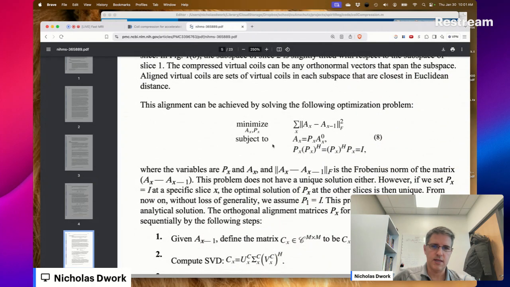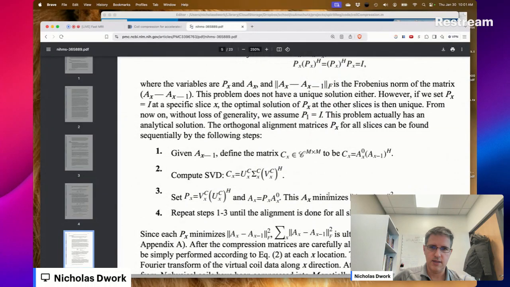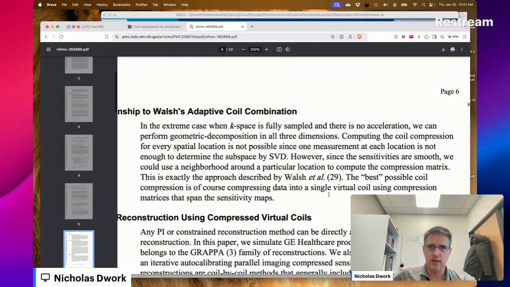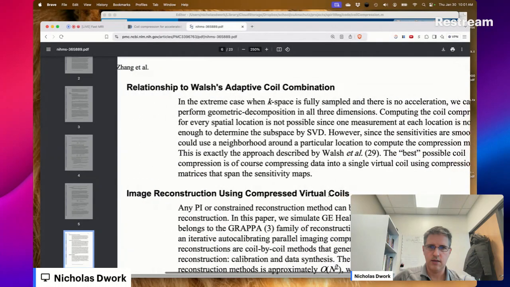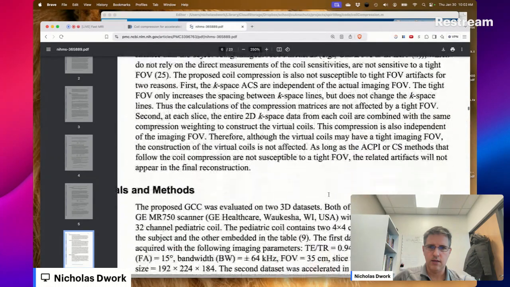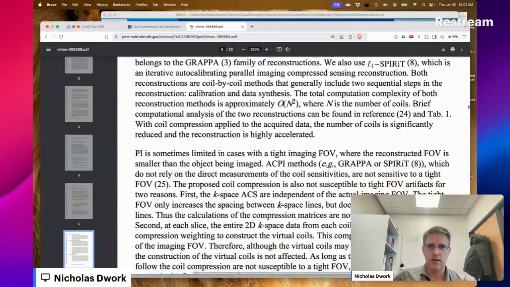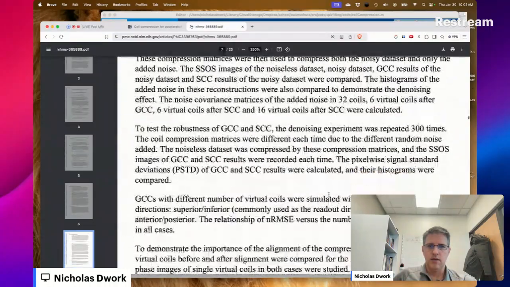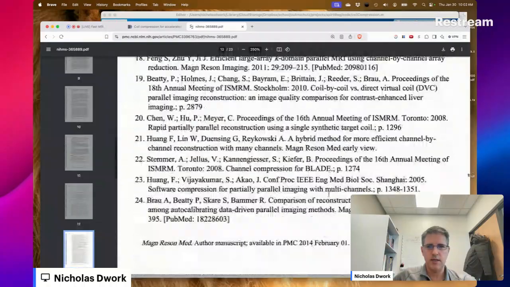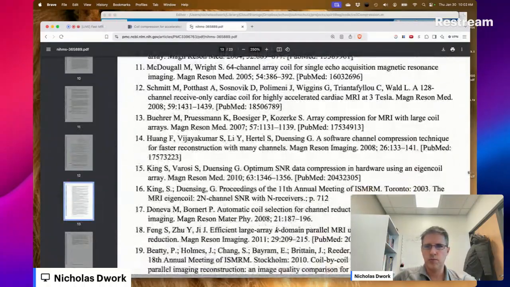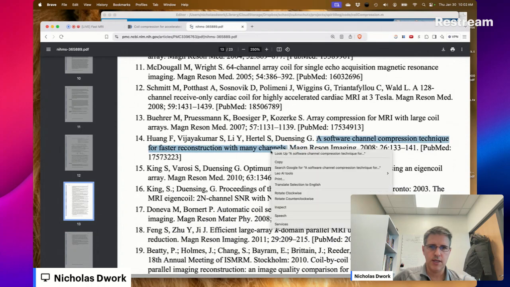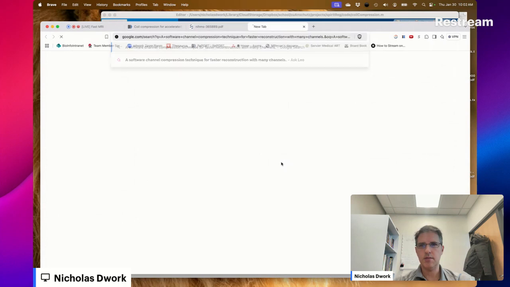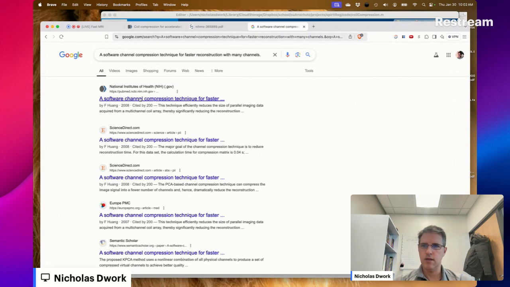Oh, this gets complicated. What is this 14? Software channel compression technique. Maybe this is the paper I was looking at. Can I get it here?